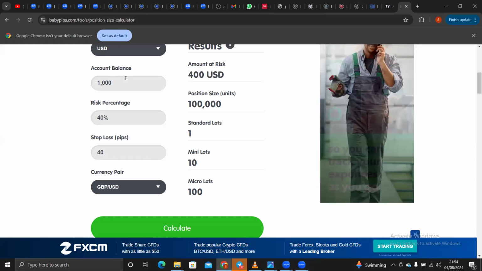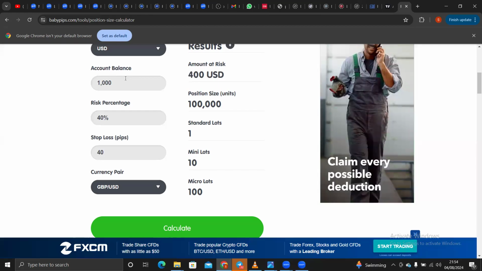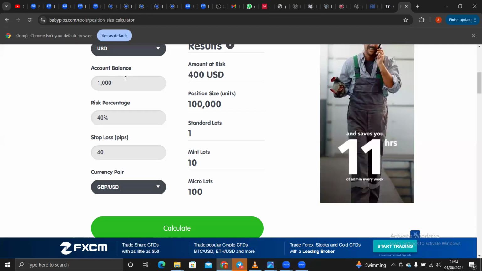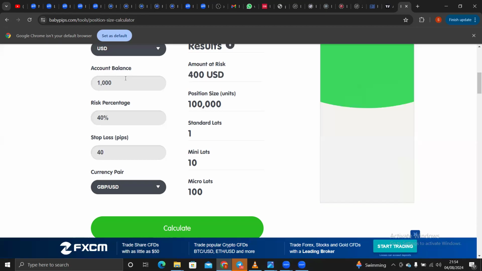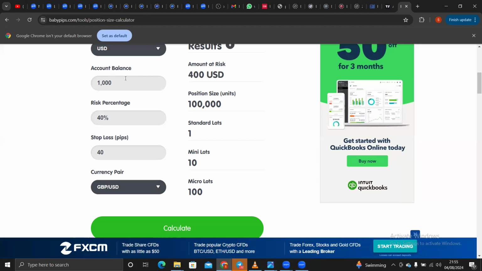Can you see? It's so simple that anybody can always come to this calculator and put it there. How much do I want to risk? Can I lose this money at once? Will it pay me, or can I let it go? I'm going to lose $400 from this 1K. Am I cool with it?